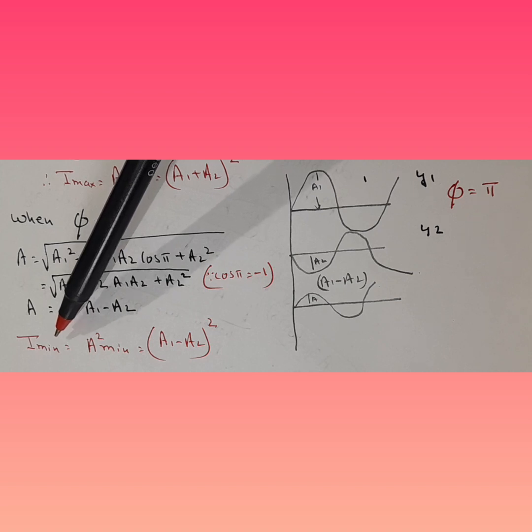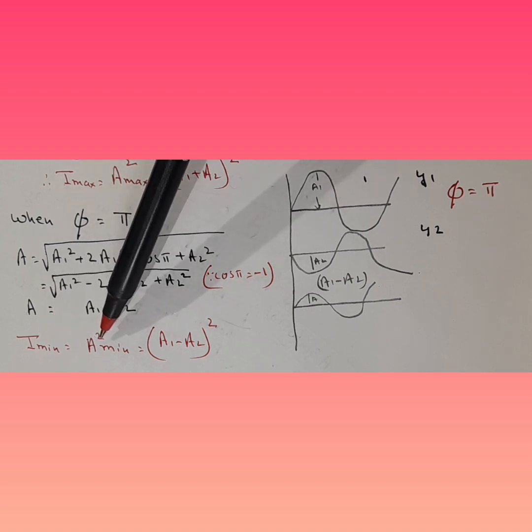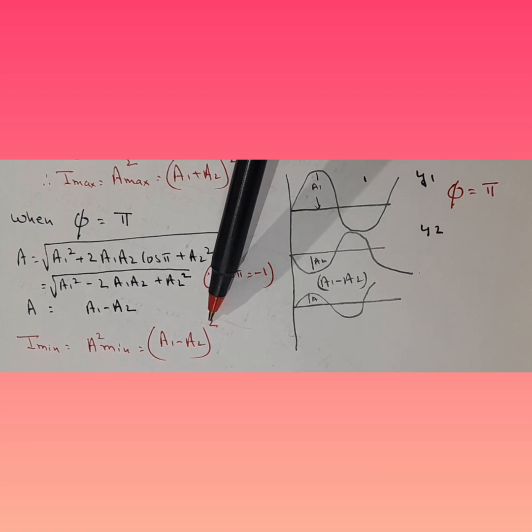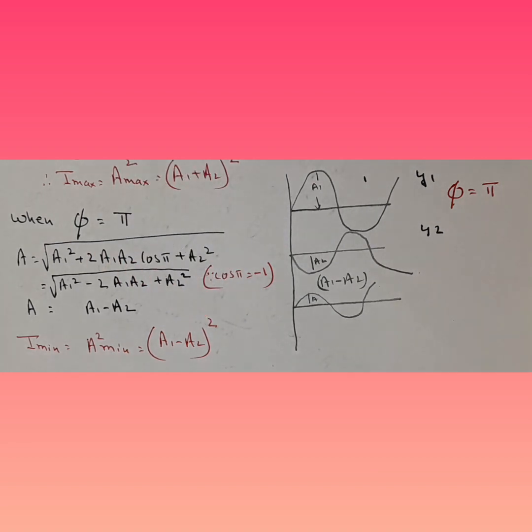So what about intensity? Intensity also would be minimum. It is equal to amplitude square, so it would be a1 minus a2 the whole square. Alright.